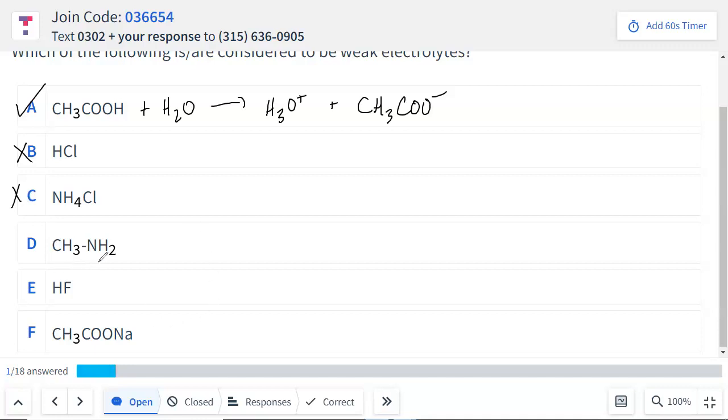This fourth one's kind of a tough one. This one we have to recognize this is an organic with a nitrogen on it. So we've got a hydrocarbon with a nitrogen. This one will react with water to create this reaction. So it does act as a base. It's not even a hydroxide base. So we know that it's not one of the strong ones, which means it has to be a weak base. And if it's a weak base, it's going to be a weak electrolyte. So D's good.